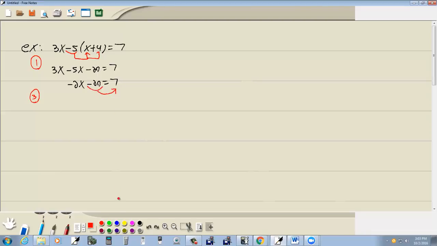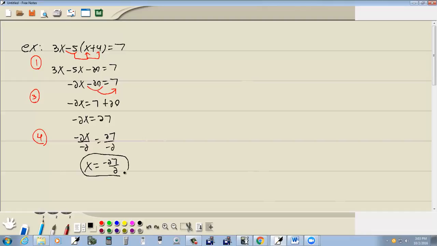So take negative 20 over. You take anything across your equals, your sign changes, so negative 20 becomes a positive 20. 7 plus 20 is 27. And then step 4, divide both sides by the number in front of your x. So divide both sides by negative 2. And we get x is equal to negative 27 over 2. Those negative 2's cancel.